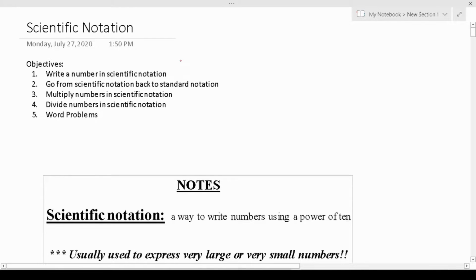In today's video, we're going to be talking about scientific notation, which is a topic that frequently appears on both the arithmetic reasoning as well as the mathematics knowledge subtest of the Armed Services Vocational Aptitude Battery. More specifically, we're going to take a look at: 1. How to write a number in scientific notation, 2. How to go from scientific notation back to standard notation, 3. How to multiply numbers when they're given in scientific notation, 4. How to divide numbers when they're given in scientific notation, and 5. How to approach word problems involving scientific notation.